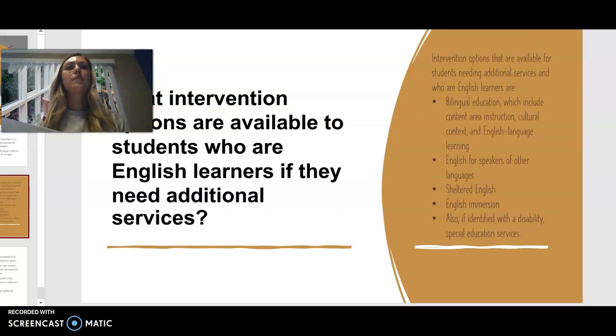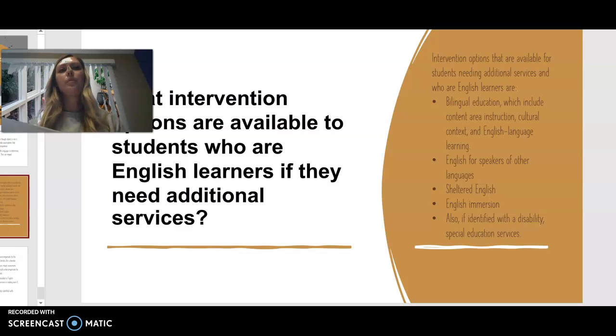The second slide was, what intervention options are available to students who are English learners if they need additional services? There are actually many intervention options available. They have several services that they offer. Not every school district, I believe, has all of these available to them, but they should have a couple available for English language learners.